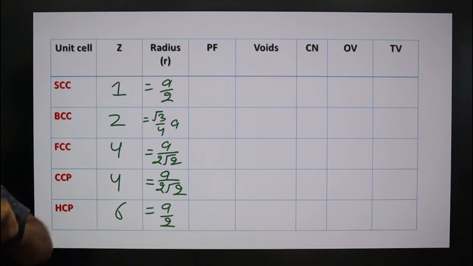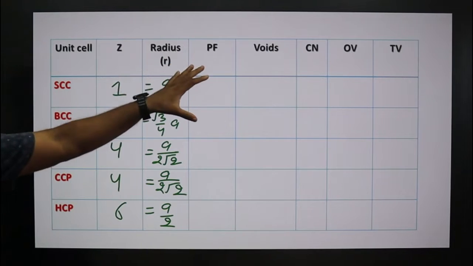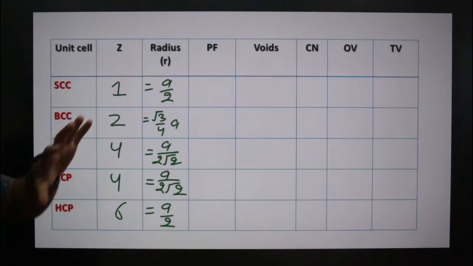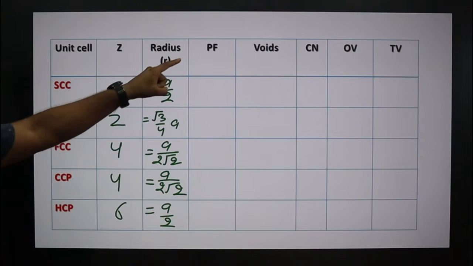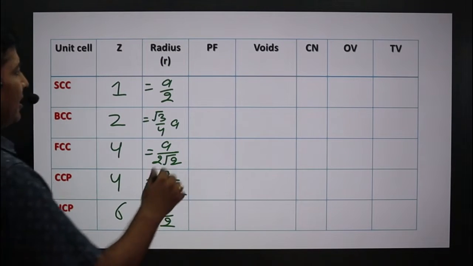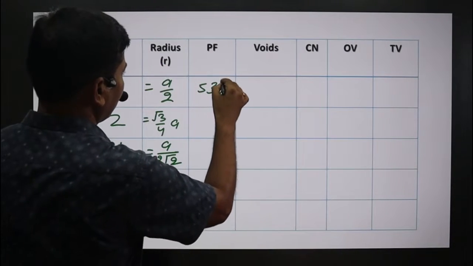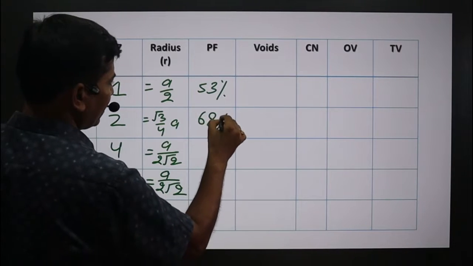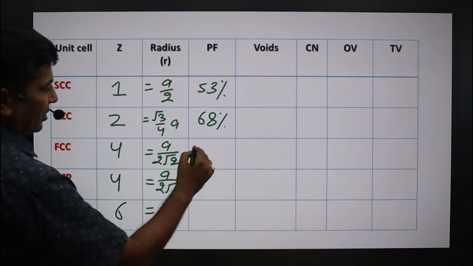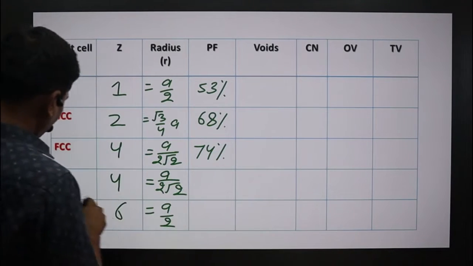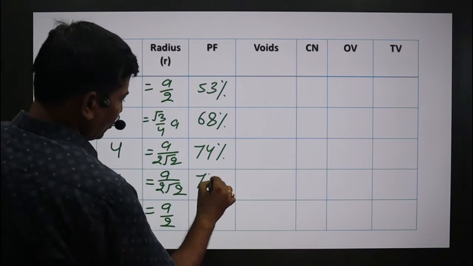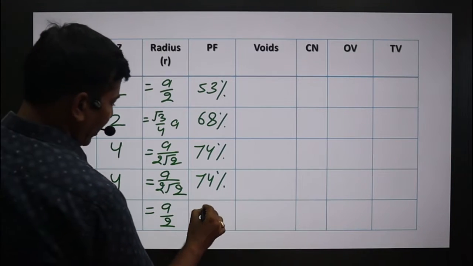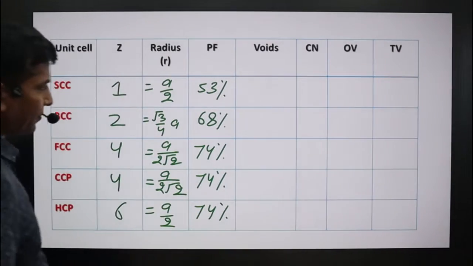Now we talk about the packing fraction. Okay, so packing fraction is the space occupied by the atoms. So we have to calculate it in percentage. Always keep in mind packing fraction for SCC unit cell is 53%. Packing fraction for BCC unit cell is 68%. Packing fraction for FCC is 74%. And for CCP, it is also 74%. And always keep in mind for SCP also packing fraction is 74%.